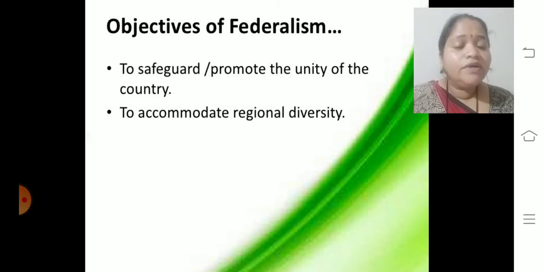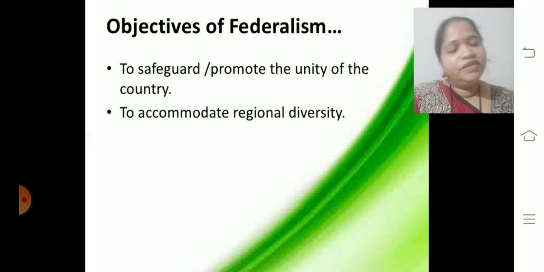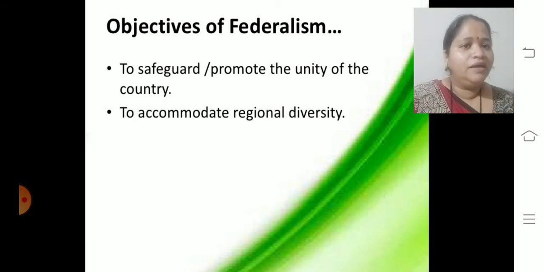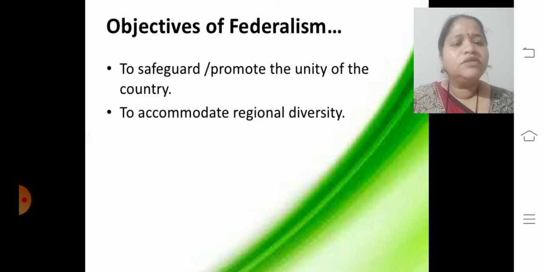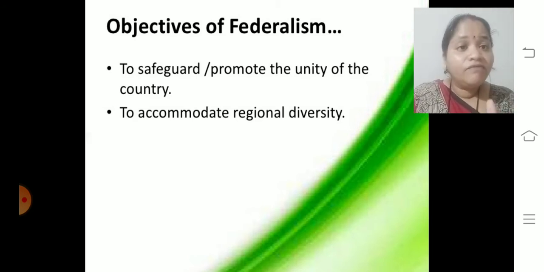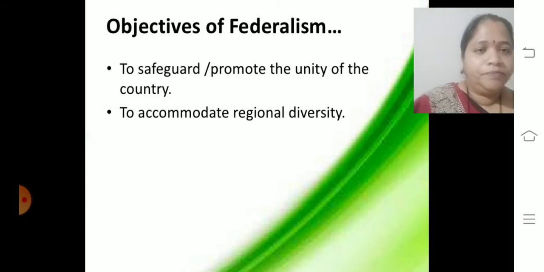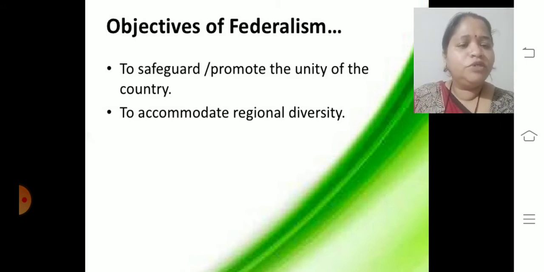Second thing, as we all know, there is diversity in India. All this regional diversity can be accommodated with the help of federalism. We are able to come together, live together, and feel safe living under one umbrella. That is all because of federalism, which lets every being live with freedom and liberty. So this is the objective of federalism.